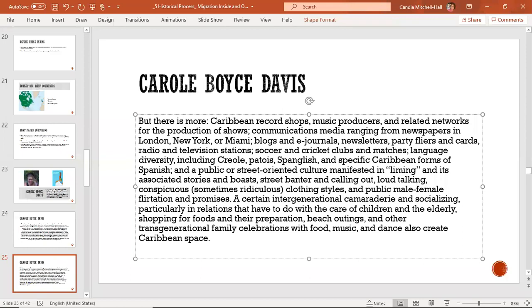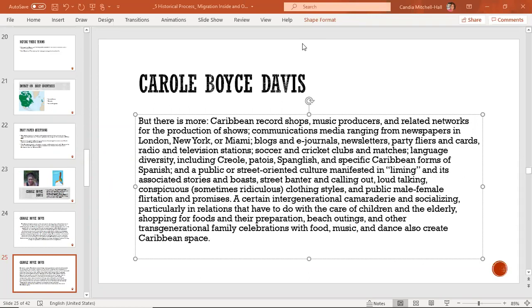Caribbean record shops, music producers, and related networks for the production of shows, communications media ranging from newspapers in London, New York, or Miami, blogs and e-journals, newsletters, party flyers and cards, radio and television stations, soccer and cricket clubs and matches, language diversity, including Creole, Patois, Spanglish, and specific Caribbean forms of Spanish, and a public or street-oriented culture manifested in liming and its associated stories and boasts, street banter and calling out, loud talking, conspicuous, sometimes ridiculous, clothing styles, and public male-female flirtation and promises.